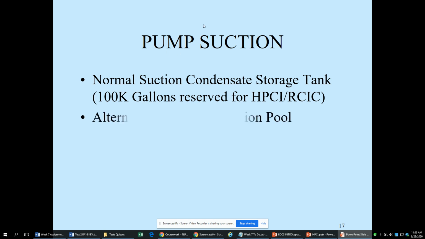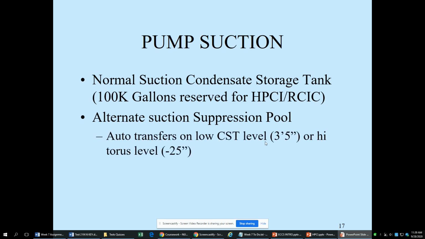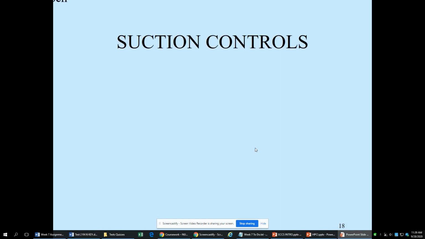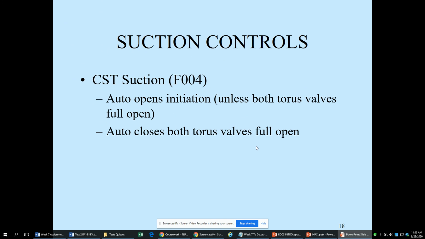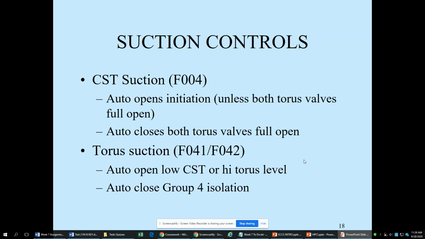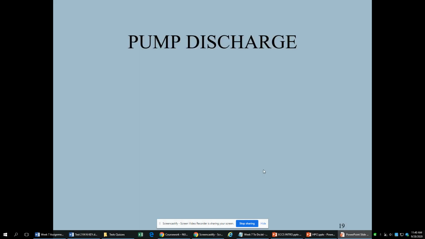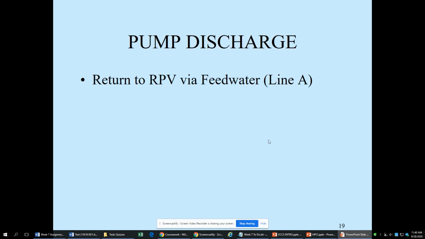Normal suction is the CST, and the backup is the suppression pool. So the suction is going to open up, and if this gets too low, it's going to close, and the torus valves are going to open up. So the torus suction opens if it sees a low CST or if it sees a high torus level. And if, for whatever reason, they think that this is the leak, they'll seal this system off just to make sure that it is not the problem.